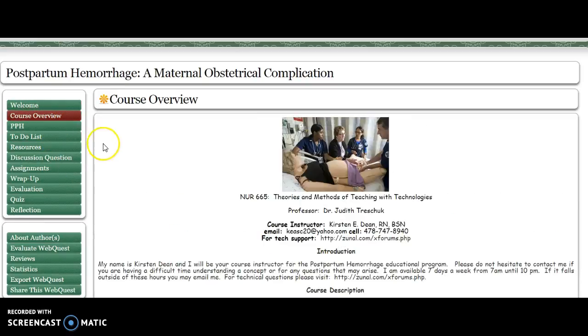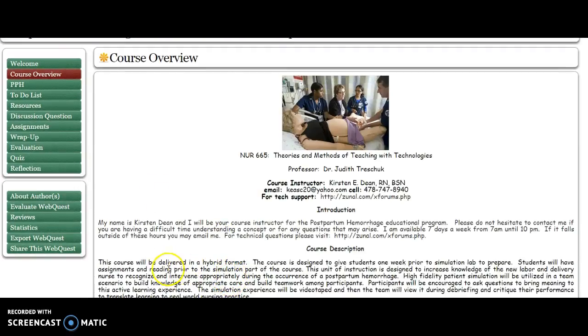You provide a clear course description using a hybrid format, giving the students weeks to prepare with assignments and reading prior to the simulation. Your unit of instruction is designed to build on the knowledge of the new labor and delivery nurse and to recognize and intervene appropriately during the occurrence of a postpartum hemorrhage.